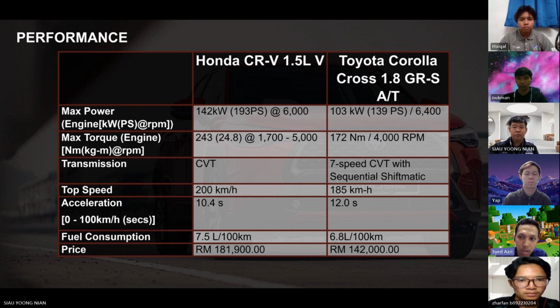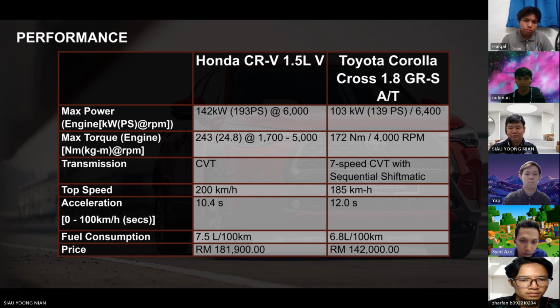As you can see, the Honda CR-V has more power than the Toyota Corolla Cross, despite the Honda CR-V having a smaller engine size. This is because the Honda CR-V engine is equipped with a turbocharger, while the Toyota Corolla Cross is a naturally aspirated engine. For the transmission, both cars use a continuously variable transmission (CVT) gearbox. The Toyota Corolla Cross has an advantage with a 7-speed CVT with sequential shift technology. As I mentioned earlier about the engine, the Honda CR-V has the advantage over the Toyota Corolla Cross.